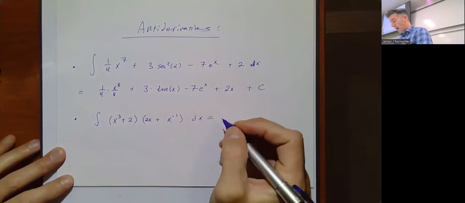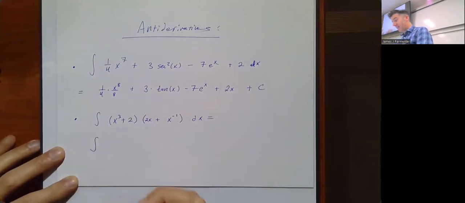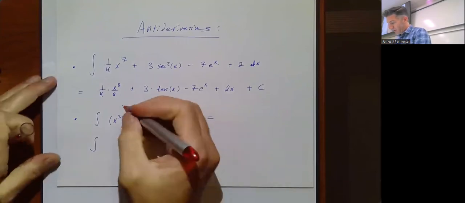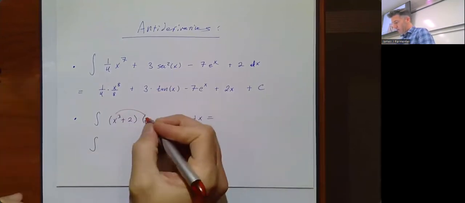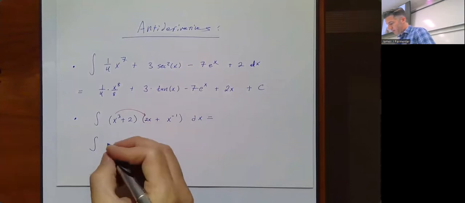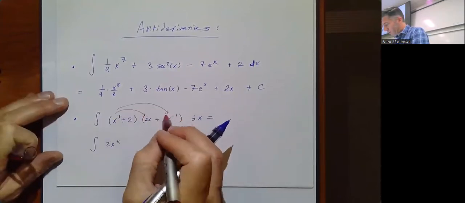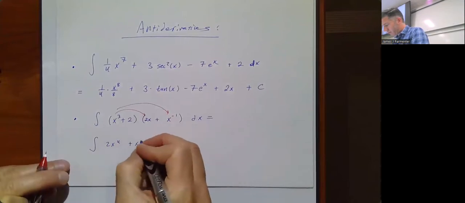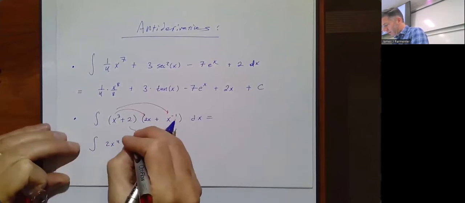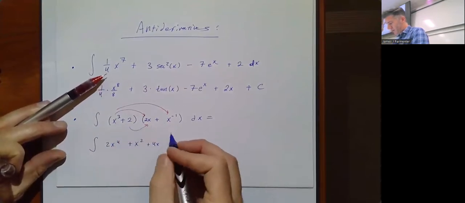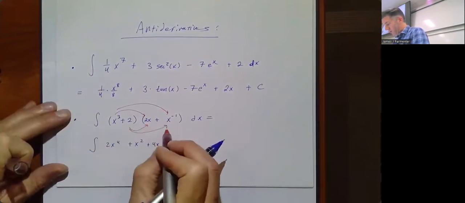So I'm going to rewrite this as still the antiderivative of, and then I'm just going to FOIL this thing out. I've got x cubed times 2x, which is going to be 2x to the 4th. And x cubed times x to the negative first is going to be x squared. And then 2 times 2x is going to be 4x. And then 2 times x to the negative first is going to be 2x to the negative first.